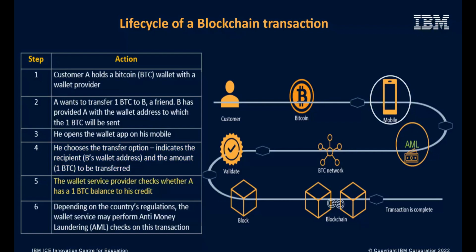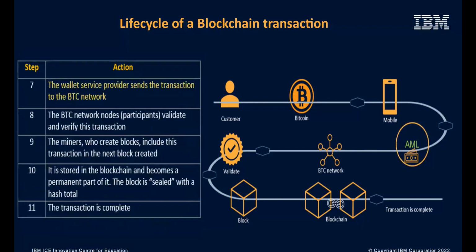5. The wallet service provider checks whether A has 1 BTC balance to his credit. 6. Depending on the country's regulations, the wallet service may perform anti-money laundering checks on this transaction. 7. The wallet service provider sends the transaction to the BTC network.